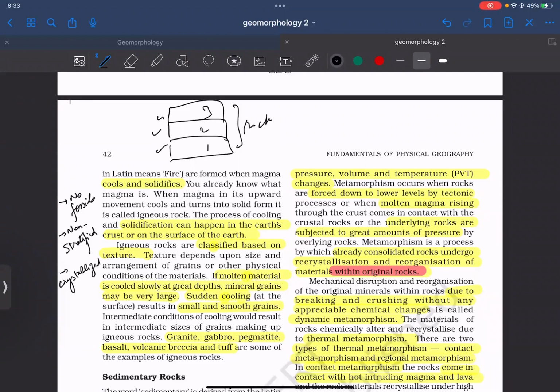That means proper crystallization of grains takes place. If it is fast cooling, low size crystals. If it is slow cooling, large size crystals.